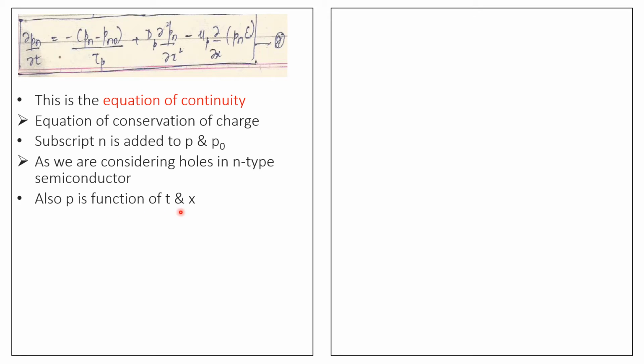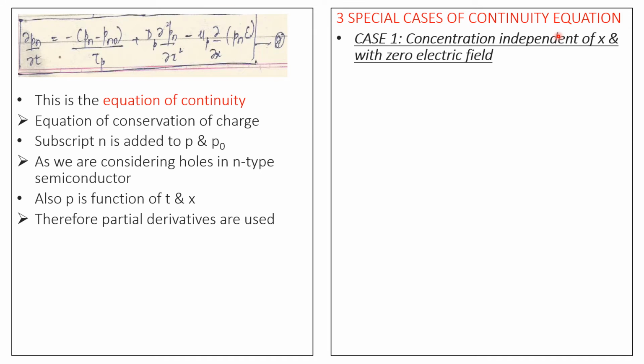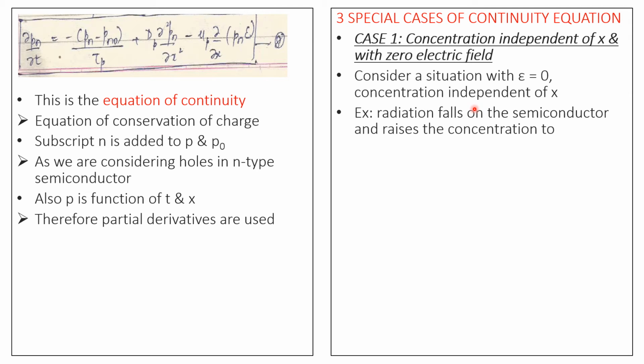Also, p is a function of t and x, time and distance. Therefore, partial derivatives are used. Now we will see the three cases of continuity equation. Case 1, we will consider concentration is independent of x and with zero electric field. So consider a situation with E equal to 0 and concentration independent of x. Example, the radiation falls on the semiconductor and raises the concentration to p_n0 bar, which is greater than p_n0.